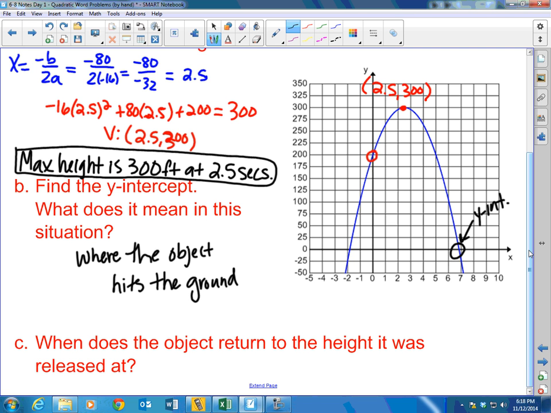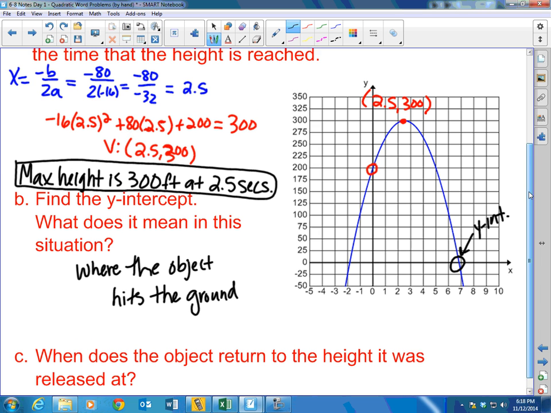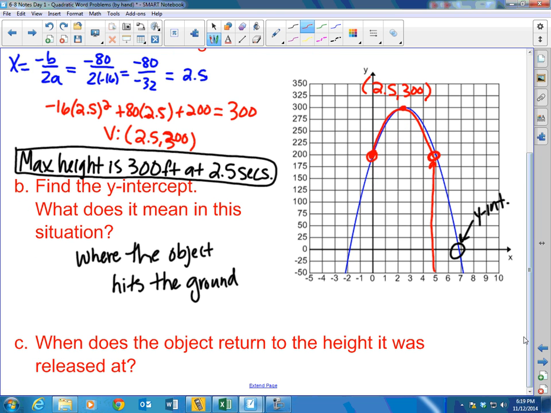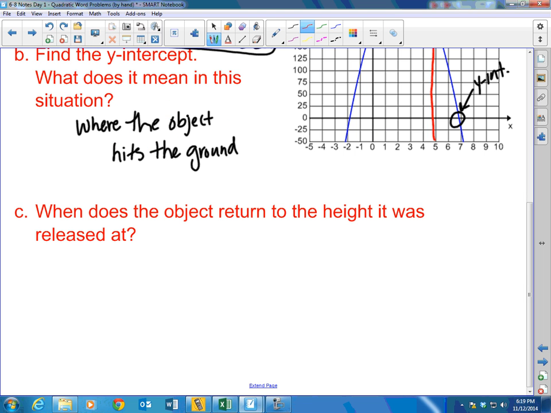Okay, and then part C, when does the object return to the height it was released at? Remember that it was released from 200 feet. So the object starts right here, it goes up, it comes back down. Here's the point where it gets back to the height it was released at, which we can see happens at 5 seconds.